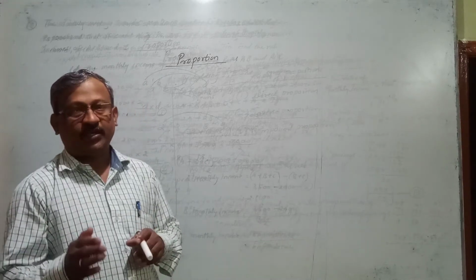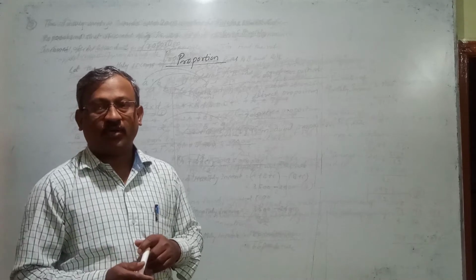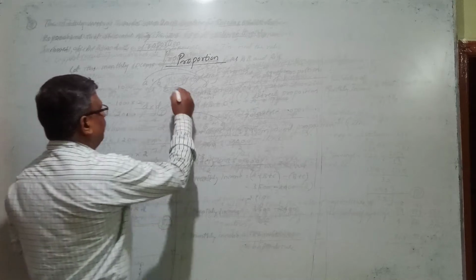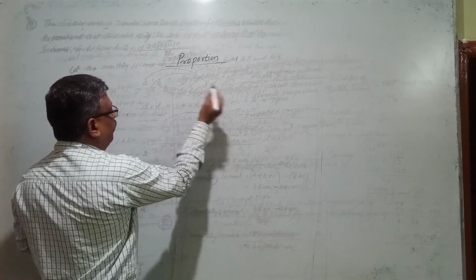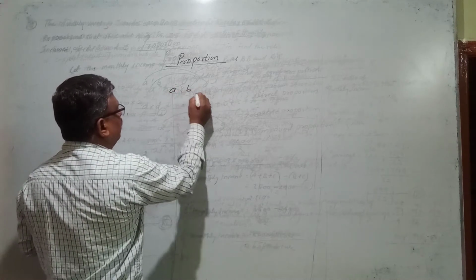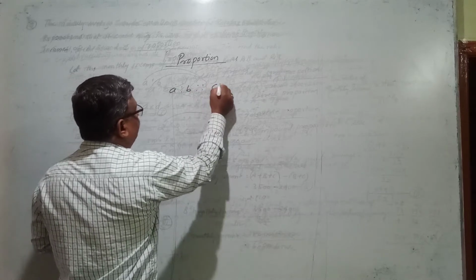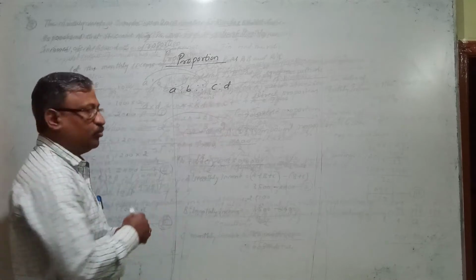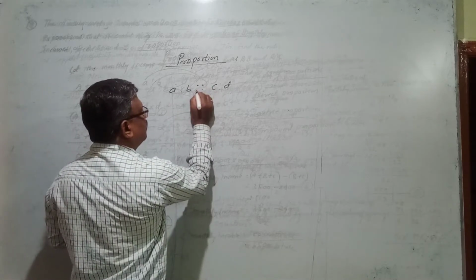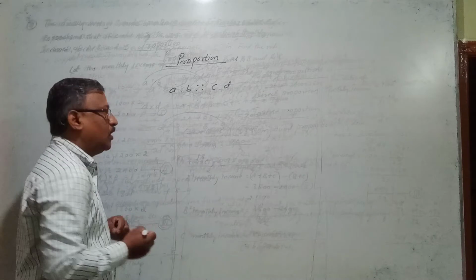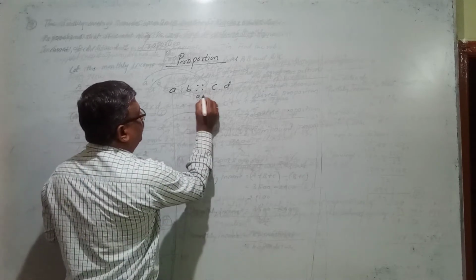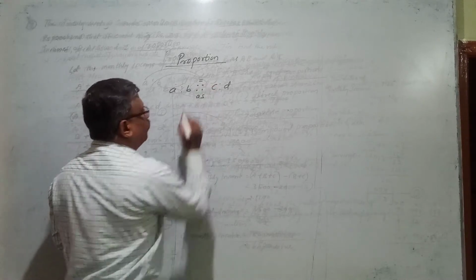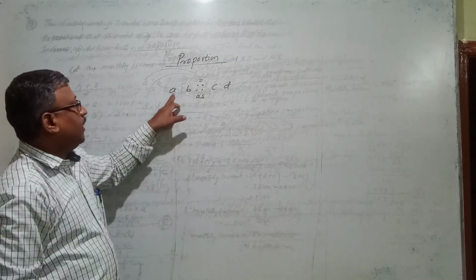And the four quantities forming the proportion are called proportionals. To clear the meaning, you can have an example. Suppose there are two ratios, A is to B, and the second ratio, C is to D. If these two ratios are equal to one another, to indicate equal we use this symbol. Here I have put 4 dots. How do you read this? It is read as 'as', and it indicates equal.